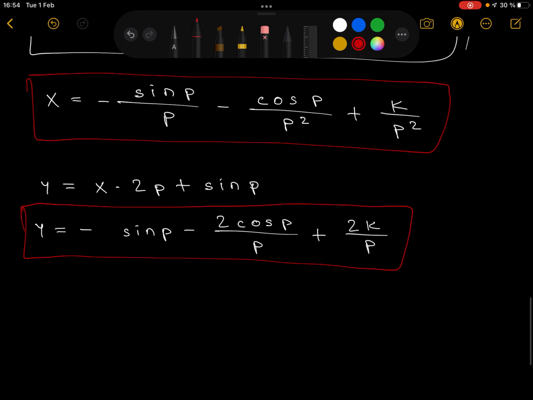Okay, so this is the solution of a Lagrangian differential equation. Namely, we always have to get x and y as some functions of the parameter p and the constant k.